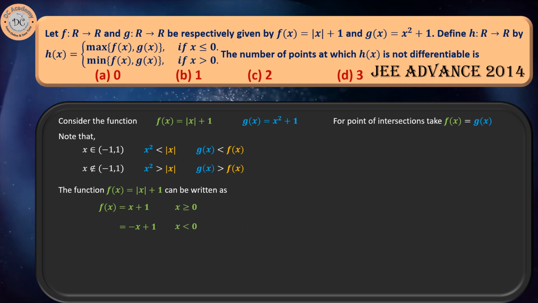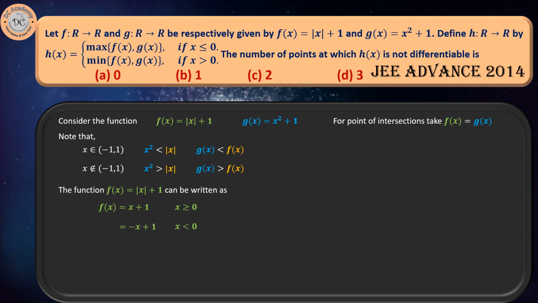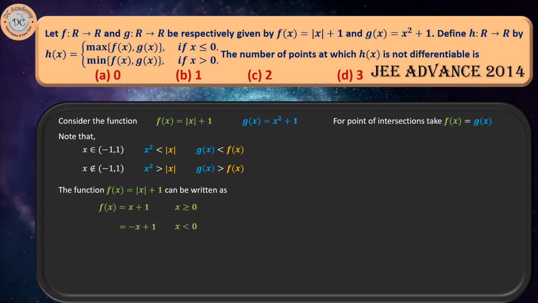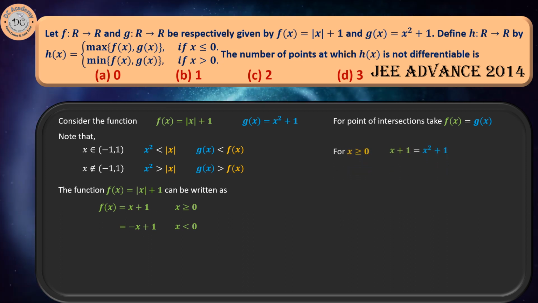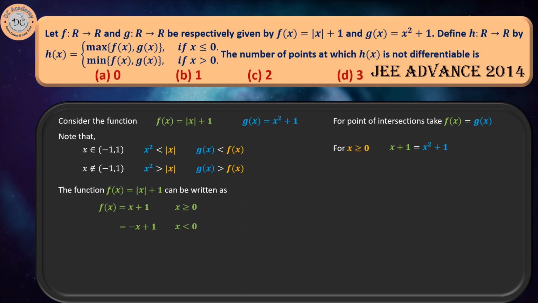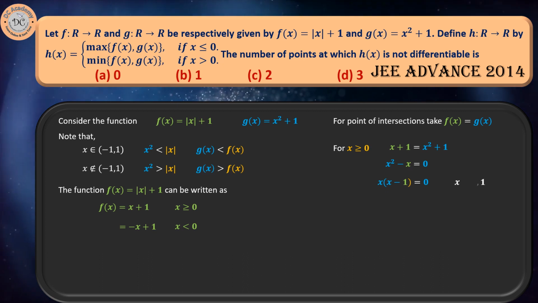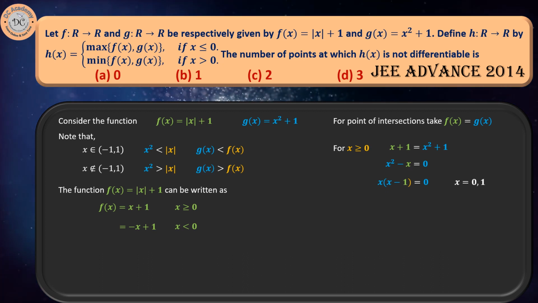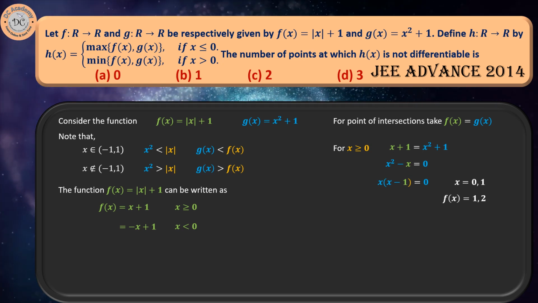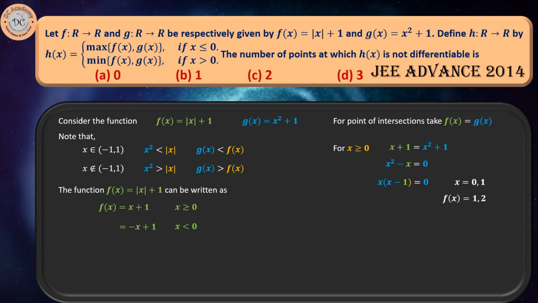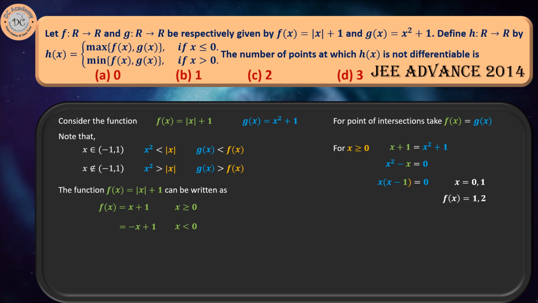for the points of intersection, to see how many points these two curves f(x) and g(x) intersect, we consider f(x) equal to g(x). So when we consider x greater than 0, f(x) will be x + 1, which is equal to x² + 1. That's why x equal to 0 and 1 are the points of intersection. At x equal to 0, f(0) will obviously be 1, and at x equal to 1 it is 2. So therefore, (0, 1) and (1, 2) are the points of intersection.